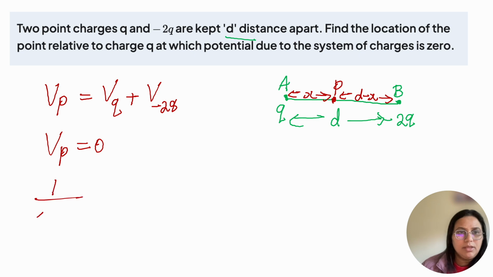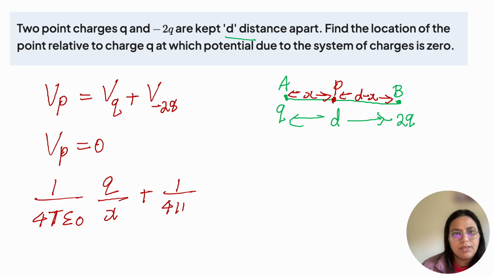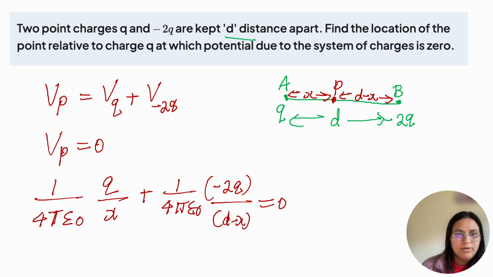1 divided by 4 pi epsilon naught Q divided by X, that is the potential due to Vq, plus 1 divided by 4 pi epsilon naught, and the potential due to this minus 2Q charge, so minus 2Q divided by the distance between P and B, which is D minus X. Equate this to 0. So what do we get?